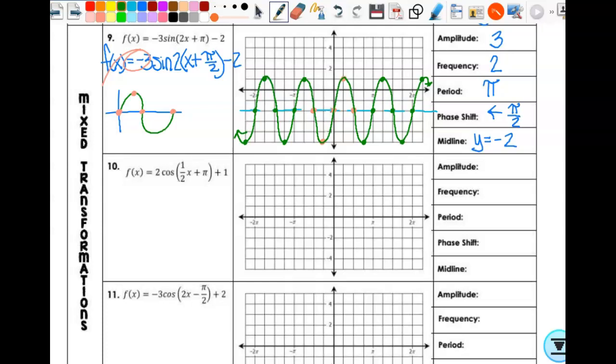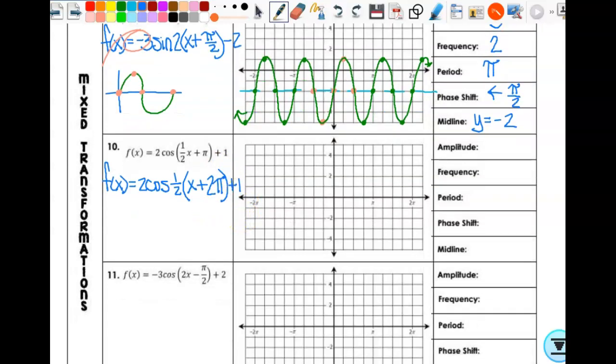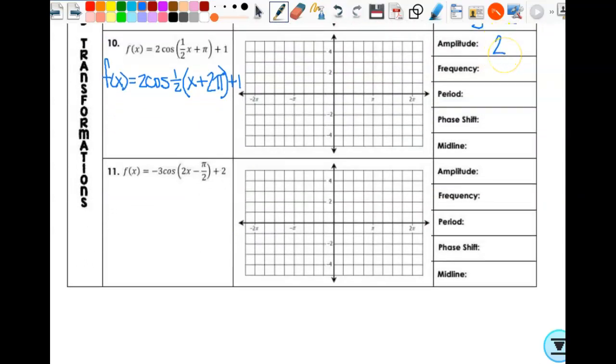Questions? All right, let's do 10 together as well. F of x equals 2 times the cosine of 1/2 times x plus what? 2π. So my amplitude is 2, my frequency is 1/2, so then what is the period? 4π. I have a phase shift, I'm moving to the left, 2π, and midline is y equals 1. This is cosine, so my graph is like this, and my midline is at 1.